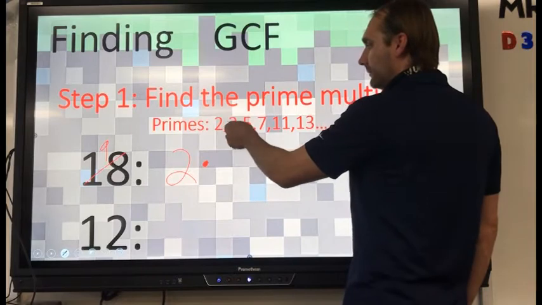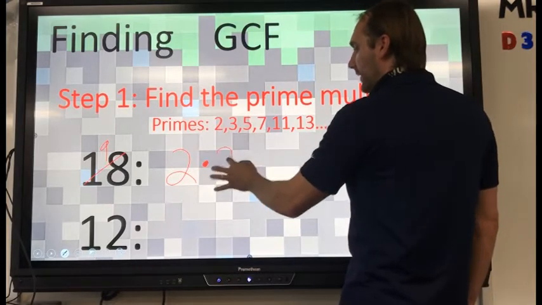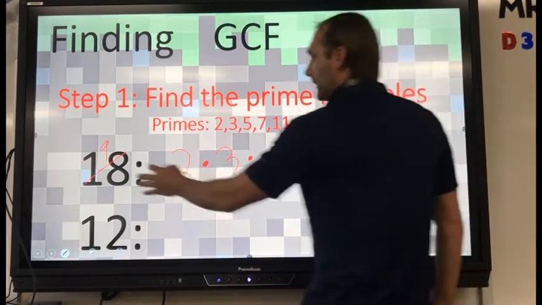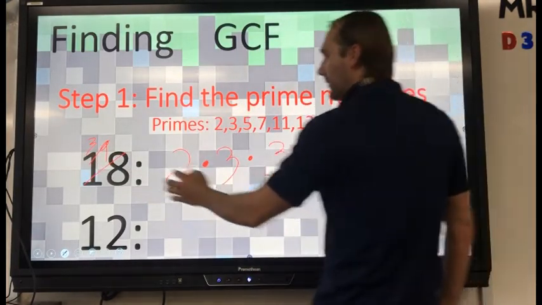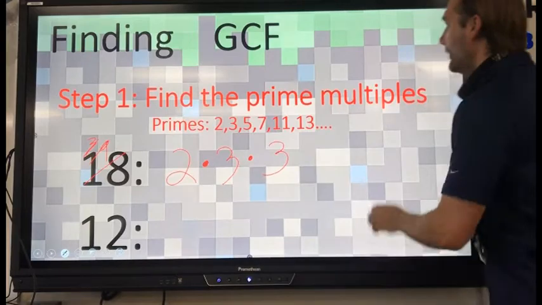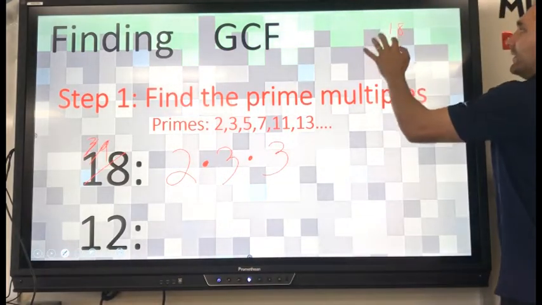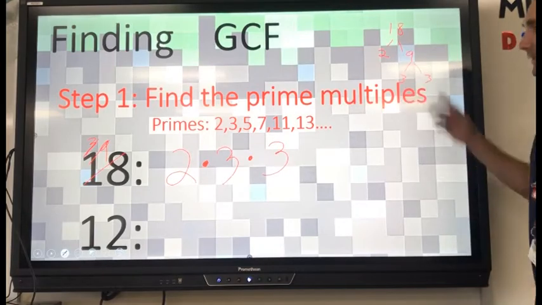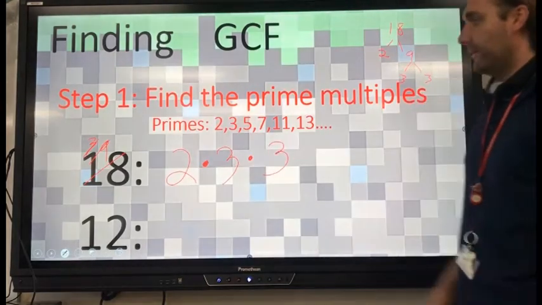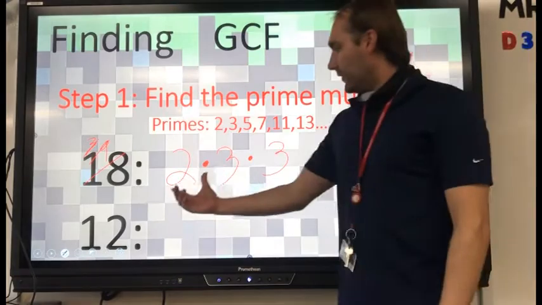Does 2 go into 9? No. Does 3 go into 9? Yes. How many times? 3 times. And is 3 prime? It is. So I'll move it over here. Some of you do the factor tree, like 18, 2, 9, 3, and 3. That's fine. I do it this way because it lines up with the next step. So 18 is 2 times 3 times 3.